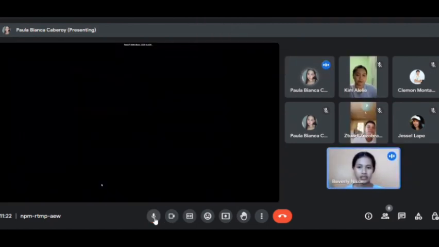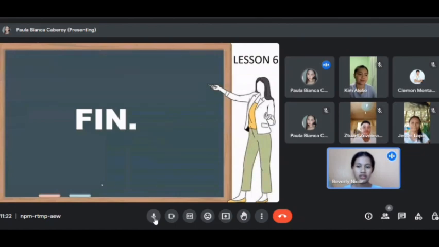So the two remaining non-economic rationales will be discussed by the next group. So that's the end of our discussions in part 1 of lesson 6.